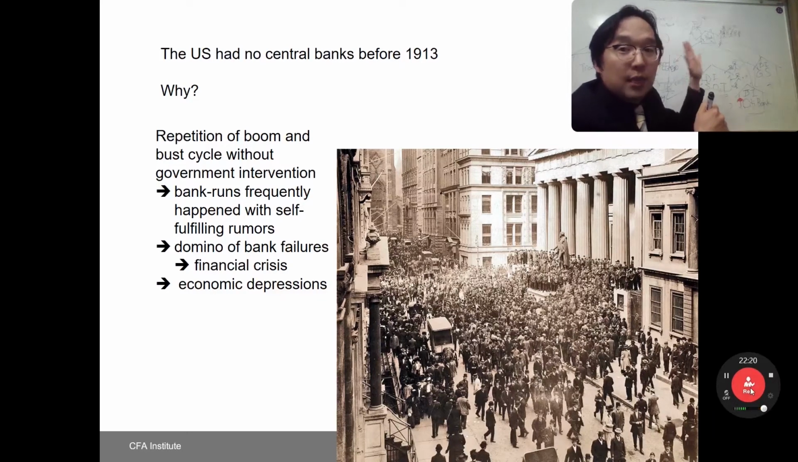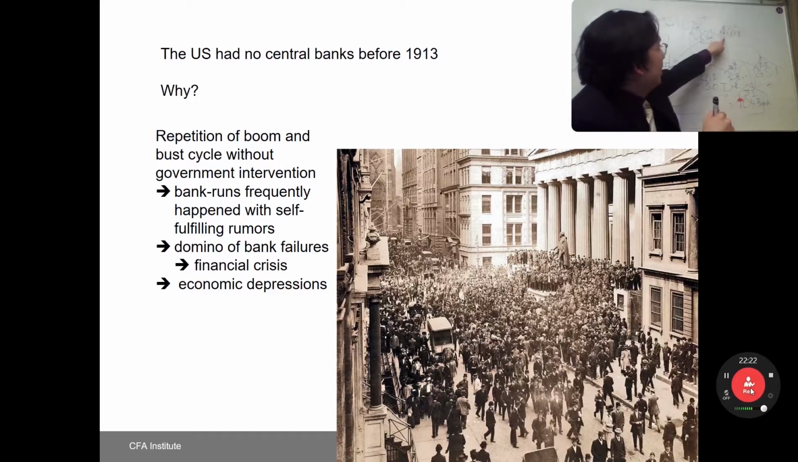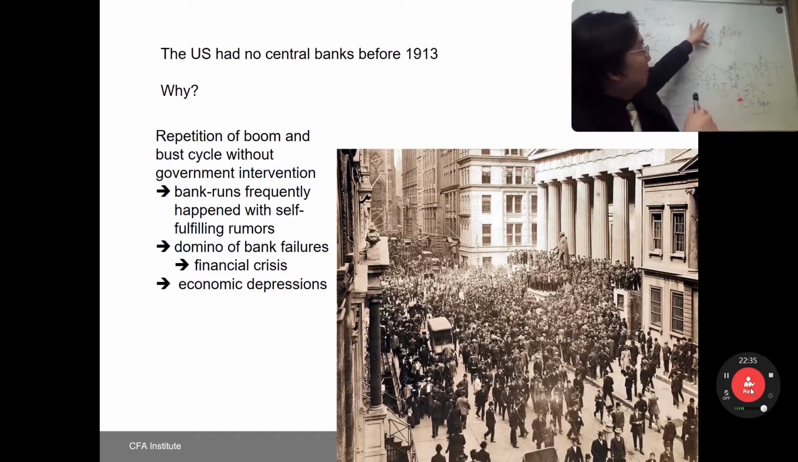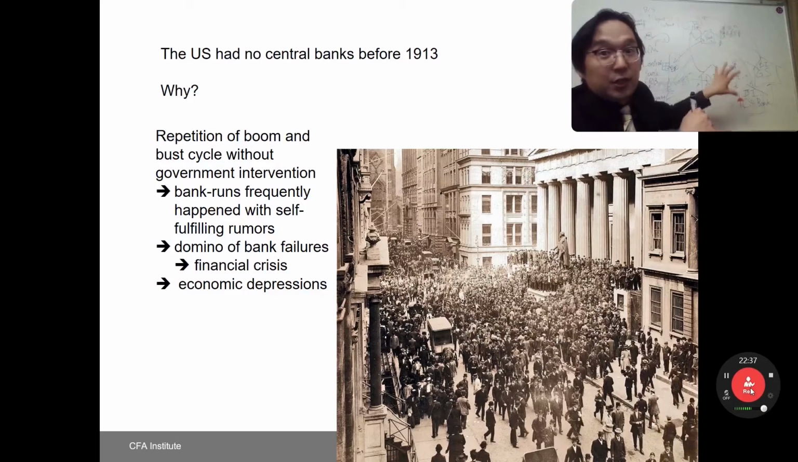So what does that happen? Well, these guys spread concerns to the depositors on the other banks, and these guys experience another bank run. Okay, so the bank run has this kind of contagious nature, so that the bank fails in a domino fashion. Okay, domino fashion, which is not good for the economy. We call it financial crisis.